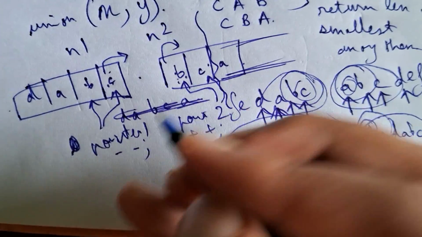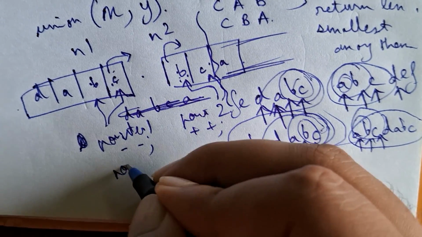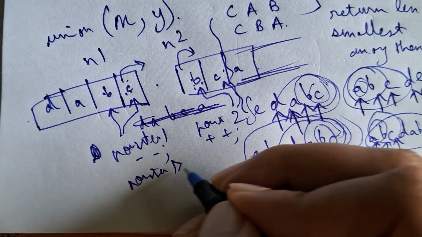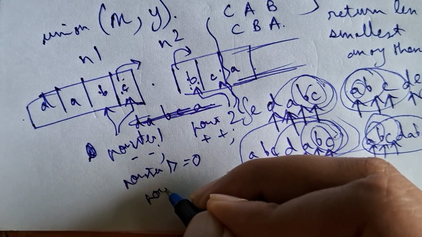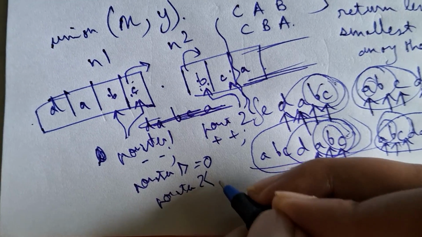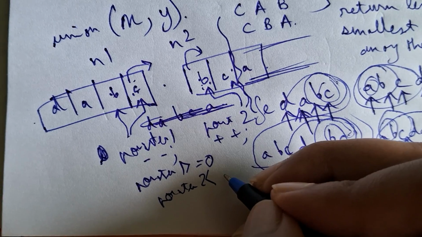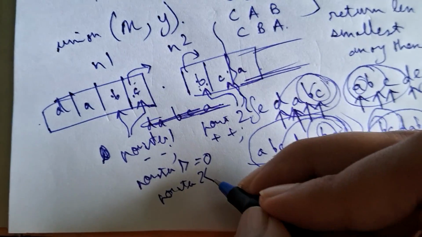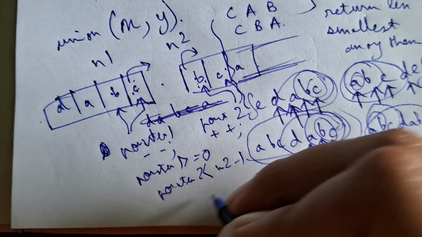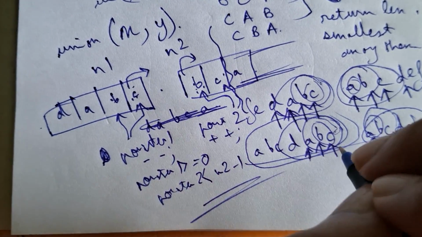So what you have to do is this until pointer 1 is greater than or equal to 0 and pointer 2 is lesser than, what was the length, it was n2, right? So lesser than n2 minus 1. Okay, so this is how you are going to find the union.